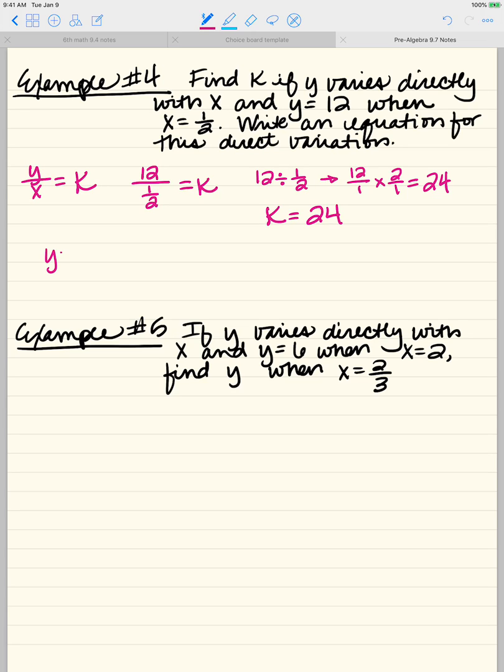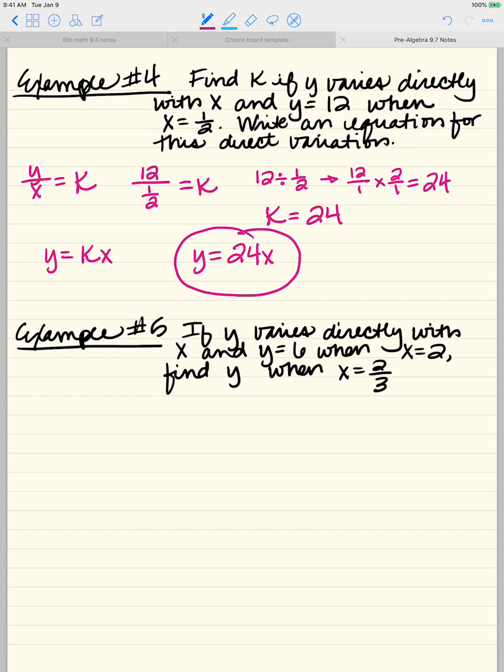Equations for direct variations are in the form of y is equal to kx. Substitute 24 in for k. Y is equal to 24x. Here is the equation for this direct variation.